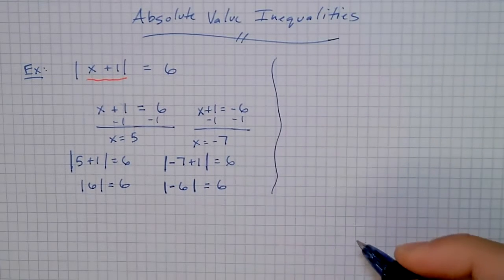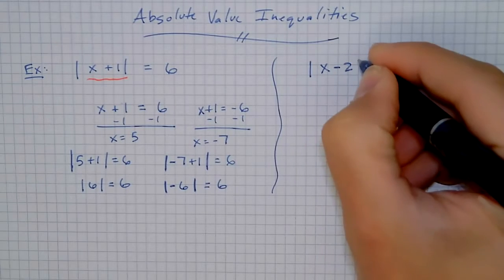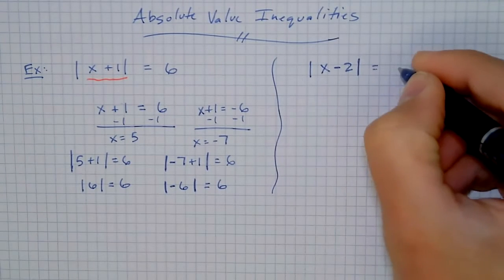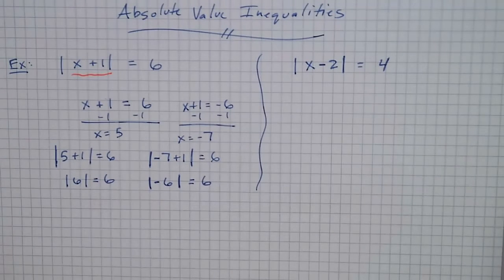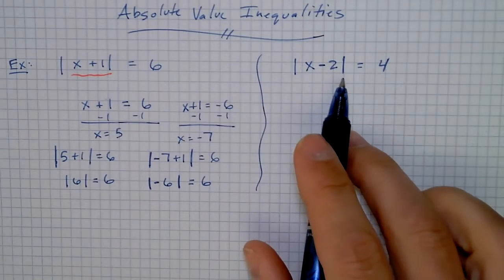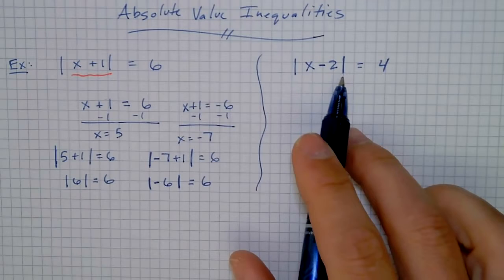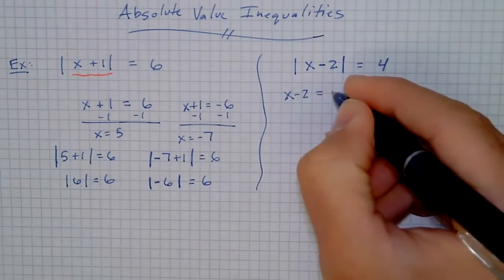So a couple of mistakes that I see a lot: let's say we have something that looks like this. Again, we're going to write two different absolute value equations. Our first one is just x minus 2 equals 4.